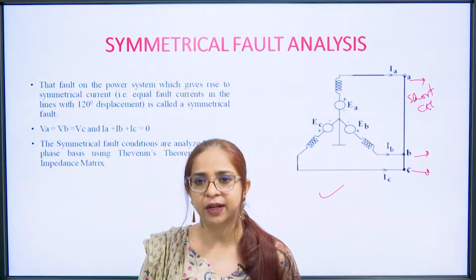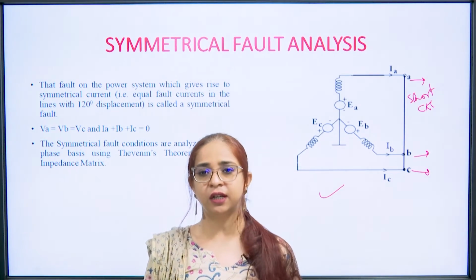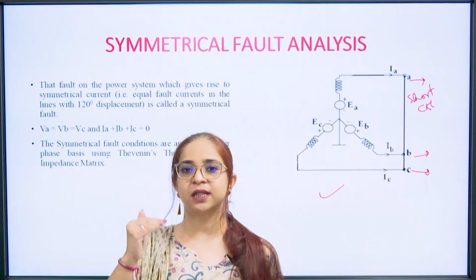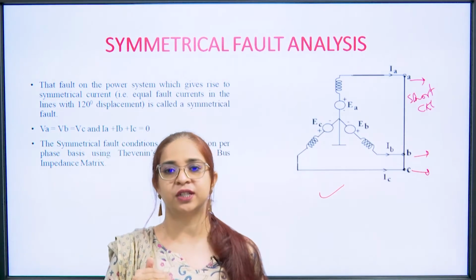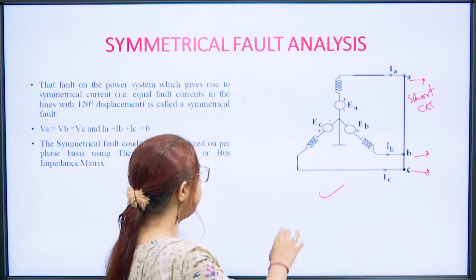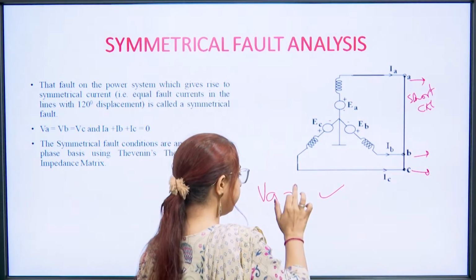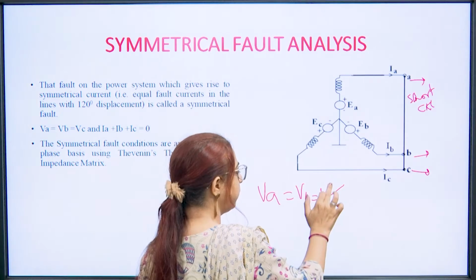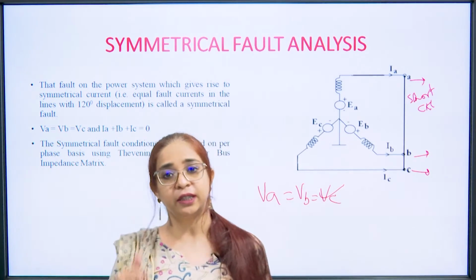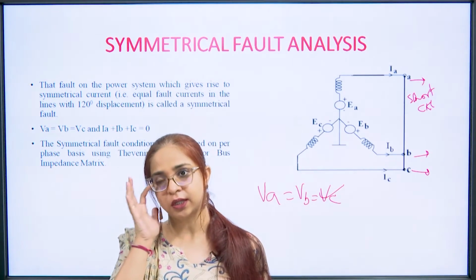That means what can we write about the equations of voltage here? All the three phases are at same voltage level. That means VA will be equal to VB and it will also be equal to VC. This is the only thing which can happen because of the short circuit.